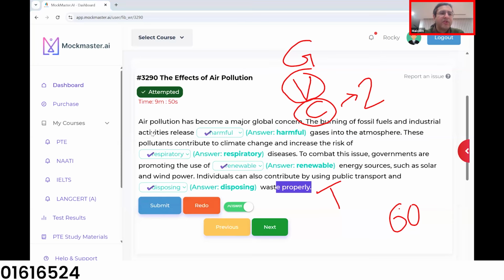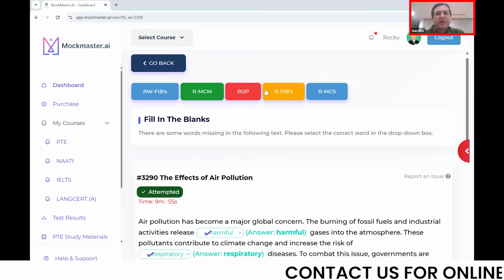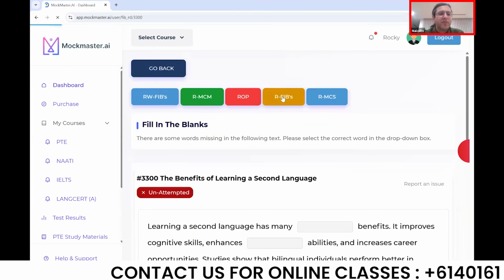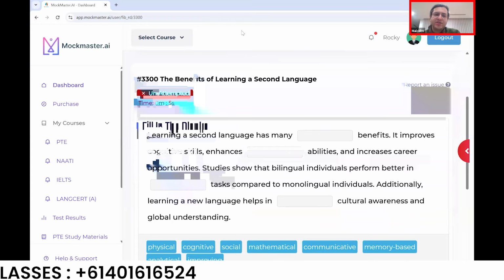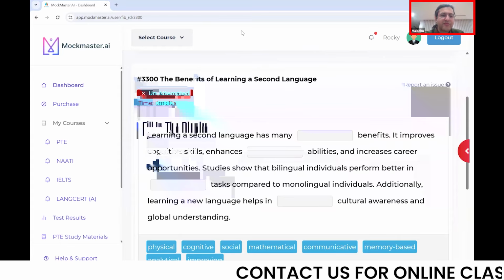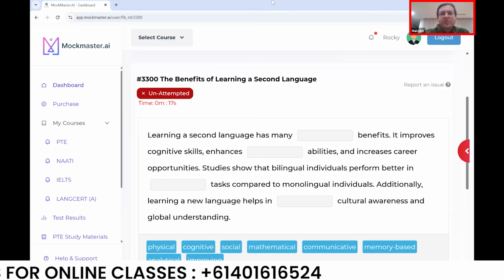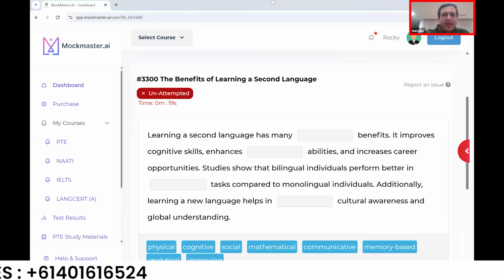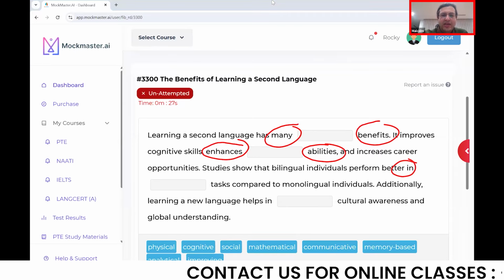Now, if you talk about the other types of blanks, which are your drag and drop blanks, these are drop down, the other ones are drag and drop. Some people find those easier, some people find these ones easier. Everyone has a different analytical capability and approach, that's why it's different for everyone, obviously. But still, the approach here should be similar. Learning a new language has many dash benefits, enhances dash abilities, in dash tasks, in dash cultural awareness.